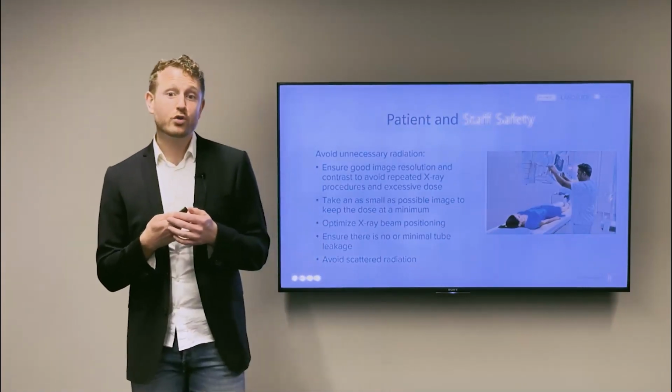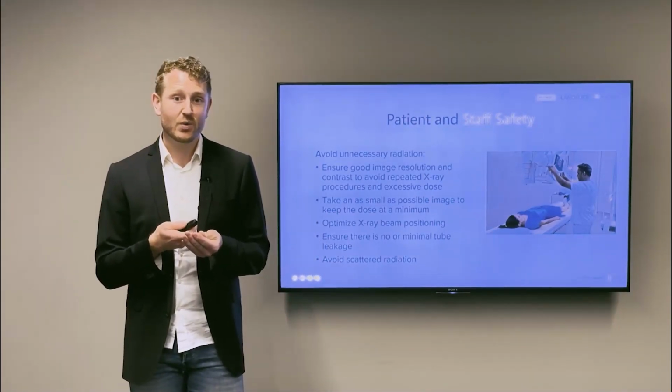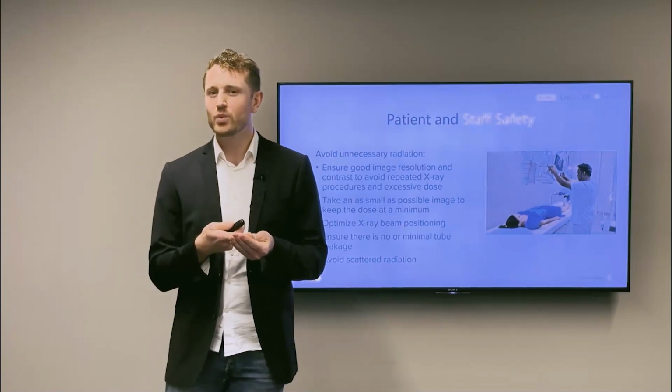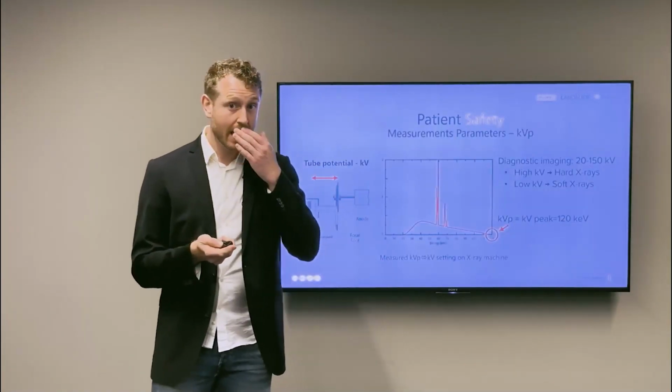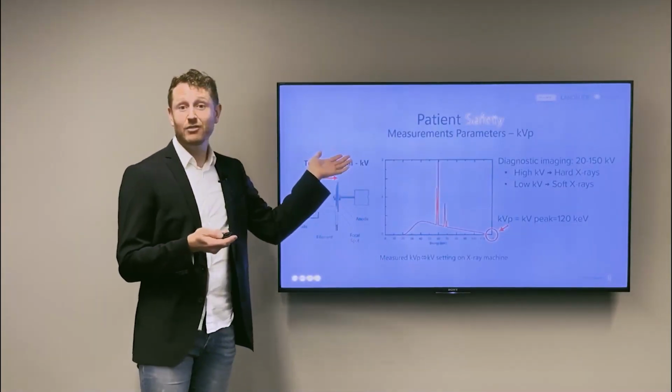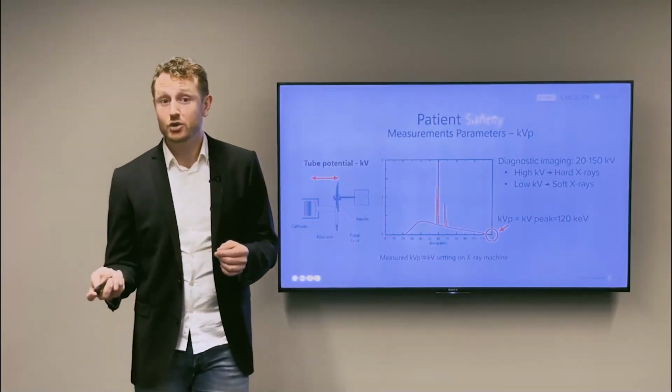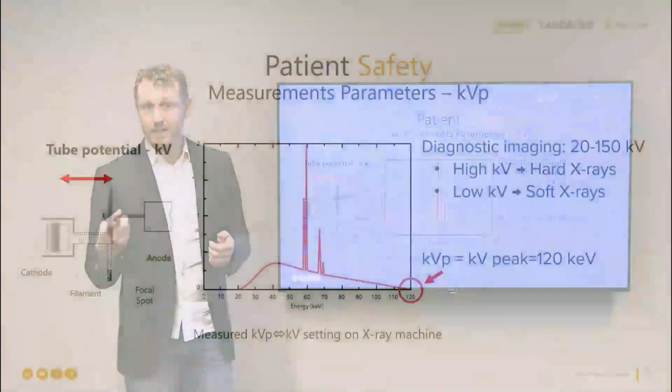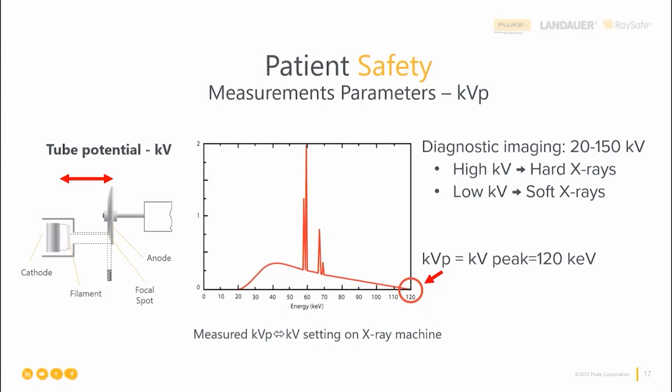So let's walk through some of the parameters measured during QA and try to understand how these will affect the machine output. Let us start with the parameter kV, a parameter affecting the image quality. The kilovoltage, or the kV, is the tube potential and the energy of the electrons that are accelerated towards the anode target. For use in medical imaging, the kV usually ranges between 20 to 150 kV, depending on the X-ray modality and the type of diagnostic procedure.